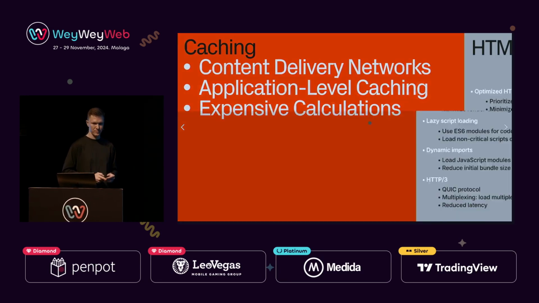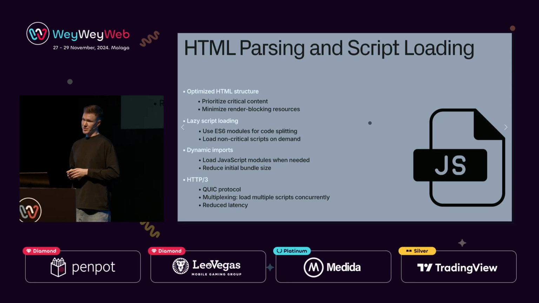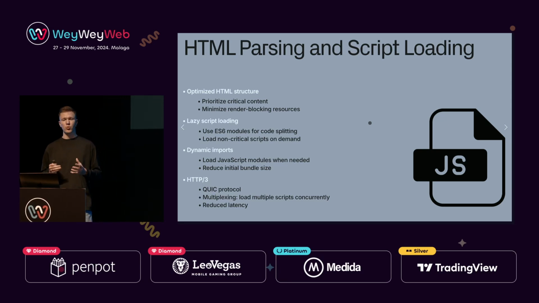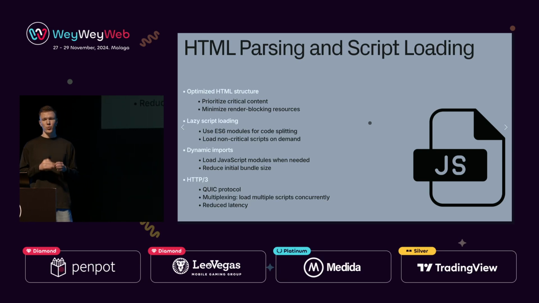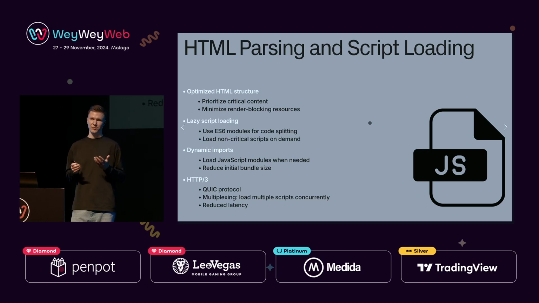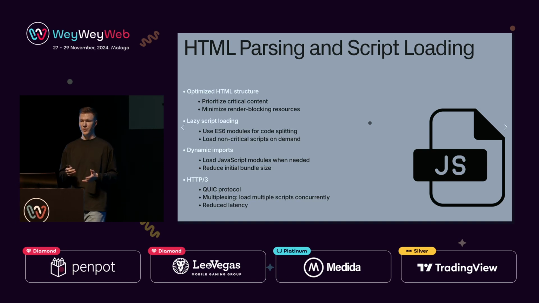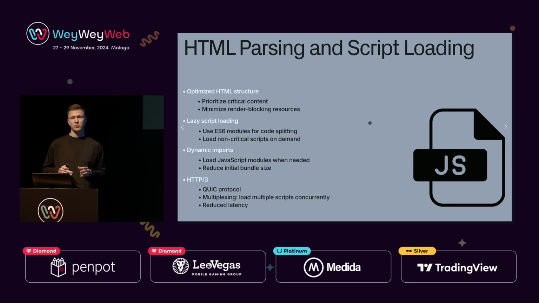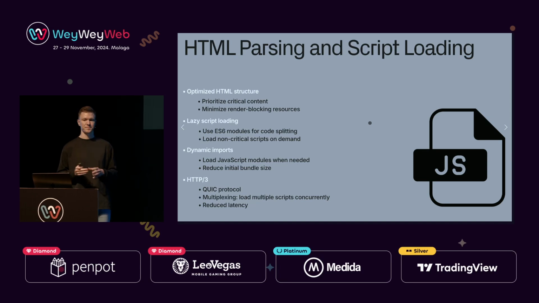Once the browser gets our HTML, it's parsing time. We've optimized our HTML structure to prioritize critical content. The real magic happens with our script loading approach. So we break our JavaScript into smaller chunks, loading only what's necessary for the current view. And don't forget that HTTP/3 is your best friend when dealing with dynamic imports, as it allows multiple scripts to be loaded concurrently without blocking the main thread.